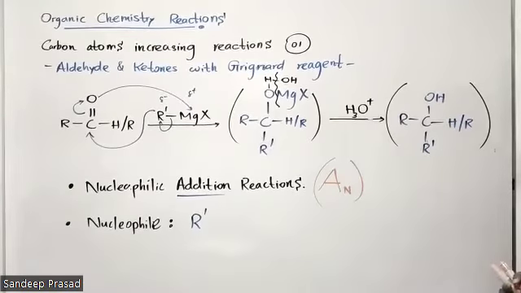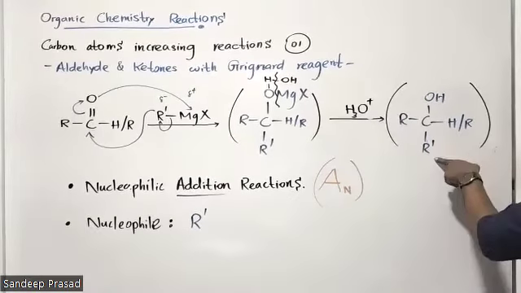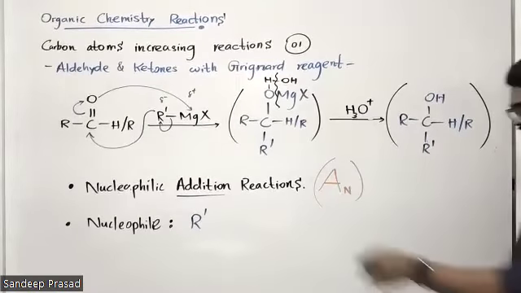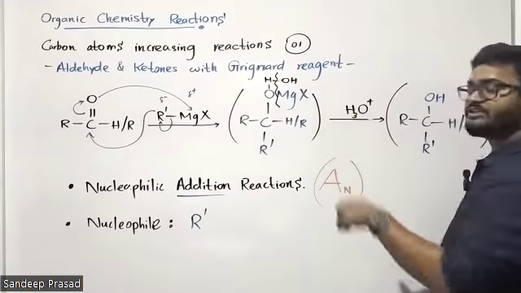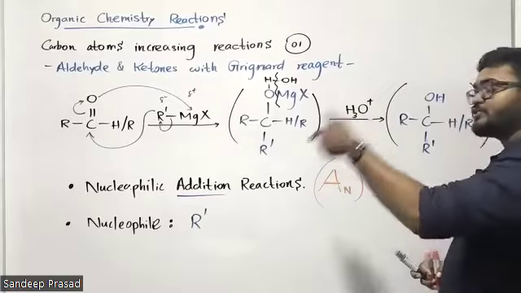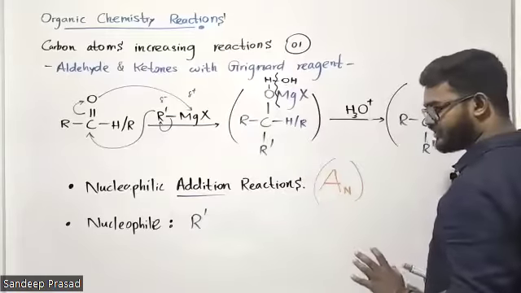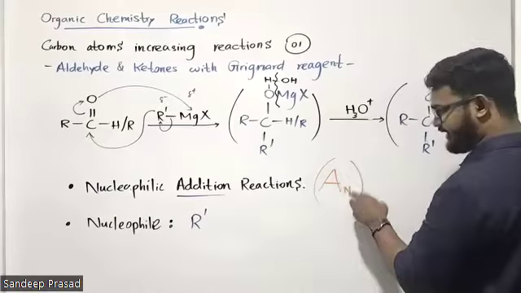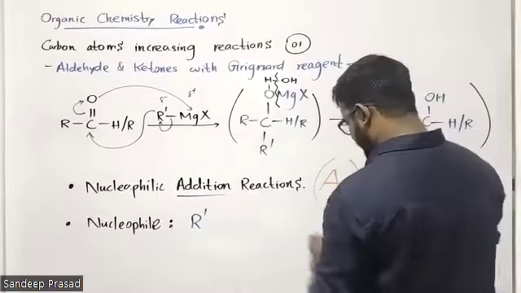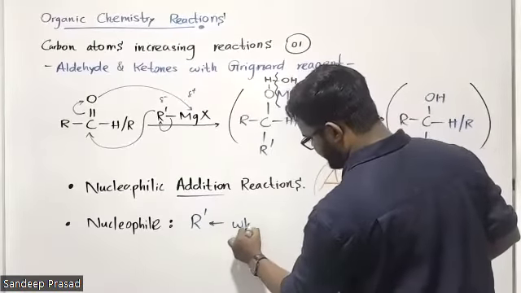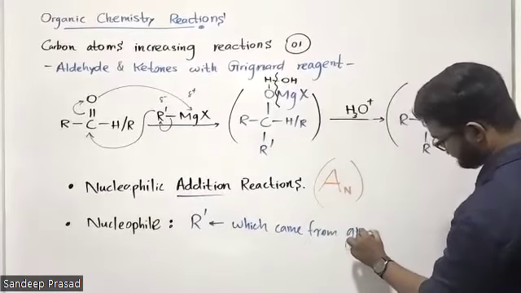Here oxygen became OH. There was nothing here before. Now we can see the R' group. That's why addition, right? We have substitution reactions also. Nucleophilic substitution reactions are also there. We are going to discuss those later. So therefore, this is a nucleophilic addition reaction, which can be denoted as AN. Take the red color pen and write down these things. The nucleophile is R', which came from the Grignard reagent.